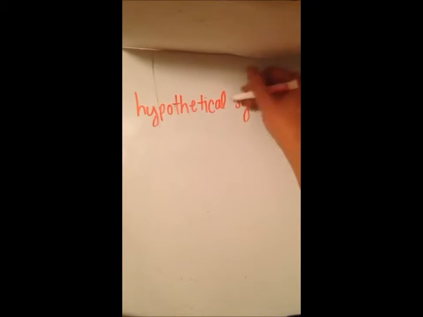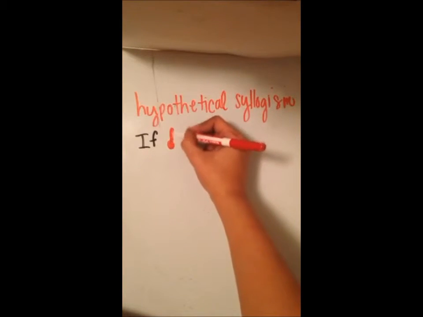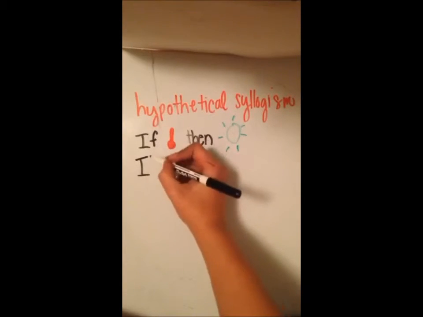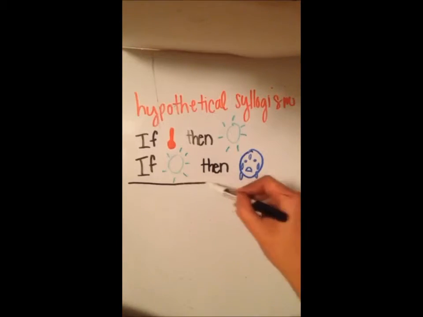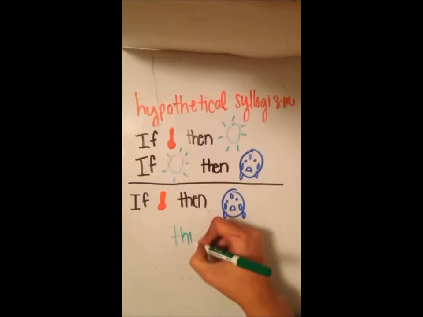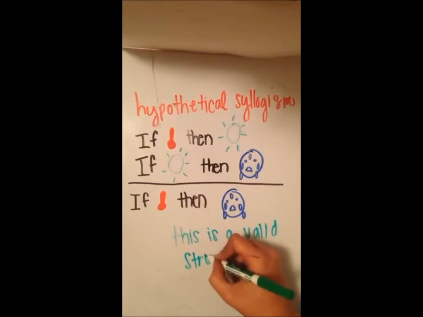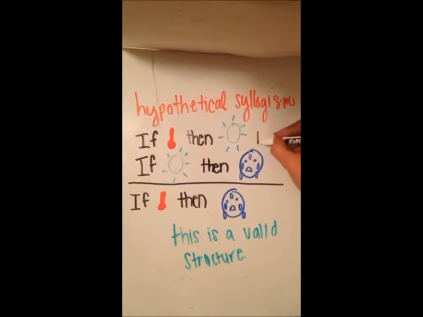Your hypothetical syllogism is also a valid structure of deductive argument. It goes like this, for example: if it is hot, then it is sunny. If it is sunny, then I will sweat. And your conclusion is, if it is hot, then I will sweat. This is a valid form where your premises build on one another, supporting you and leading you to a valid conclusion.